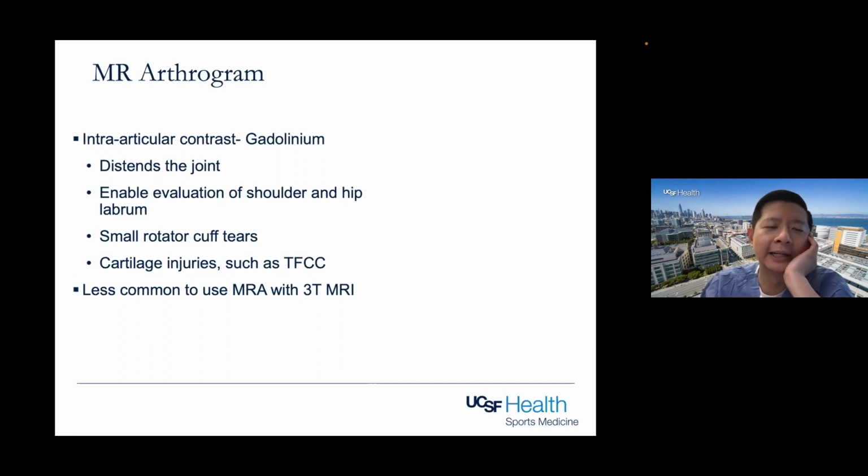You can also get an MR arthrogram, where you inject gadolinium inside the joint, and this can be picked up very well on your MRI. It helps to distend the joint, and it also enables further evaluation of small tears of the labrum in the shoulder or the hip. Really small rotator cuff tears and cartilage injuries can also be diagnosed using MR arthrograms. Now that we have 3 Tesla MRI, multiple studies have shown, especially for larger joints like the hip or the shoulder, that 3T MRI is just as accurate as an MR arthrogram, okay?